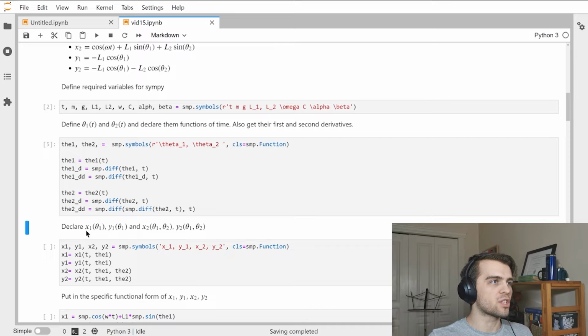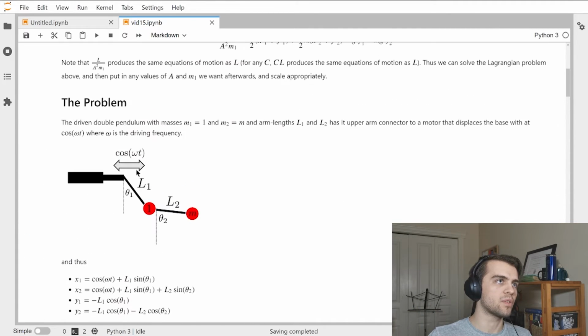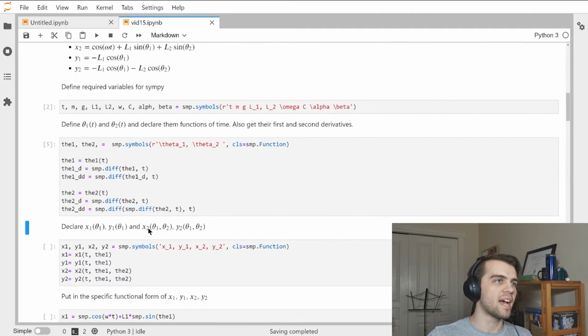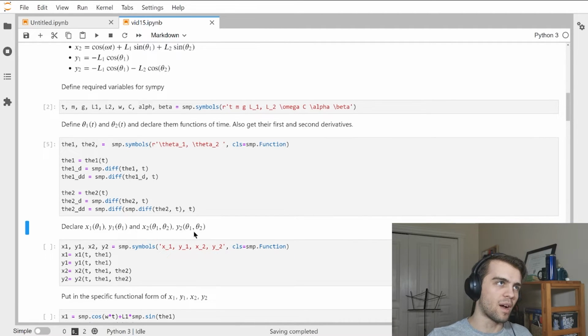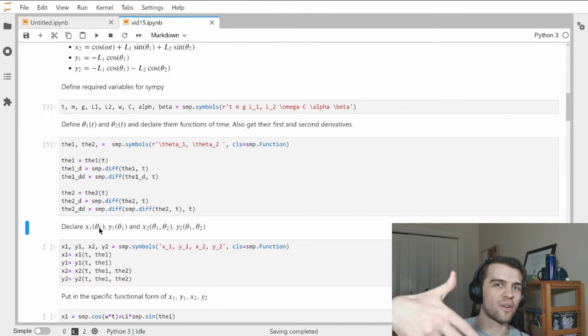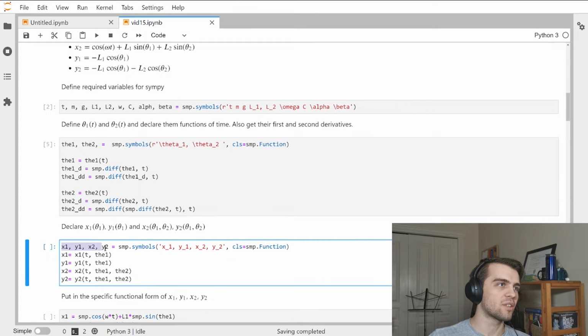So now I'm going to declare x1, which is a function of theta 1, y1, which is a function of theta 1 as well, if you look at this diagram here. And then x2 is a function of theta 1 and theta 2, and y2 is a function of theta 1 and theta 2. Again, we're slowly building up the problem here, right? First I said that theta 1 and theta 2 are functions of t. Now I'm saying that x1 is a function of theta 1, which itself is a function of time. So I declare these variables here.